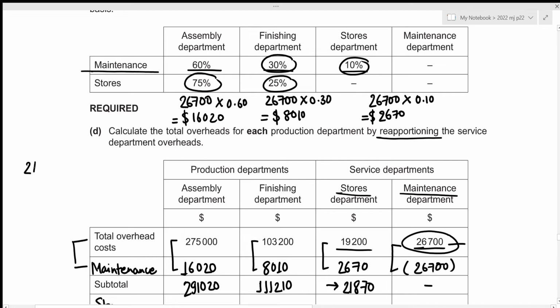That's just 21,870 times 75%, which we can write down as 0.75. So this results in the reapportionment of stores department towards assembly department to be 21,870 times 0.75, which results in the value of 16,402.5. We can round it off. So this goes to 16,403. Let's write it down in our table.